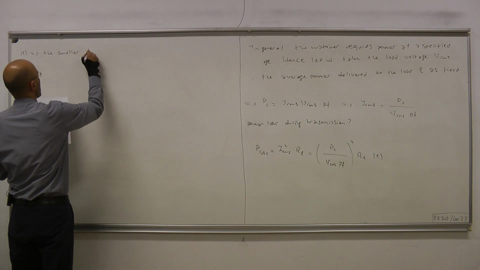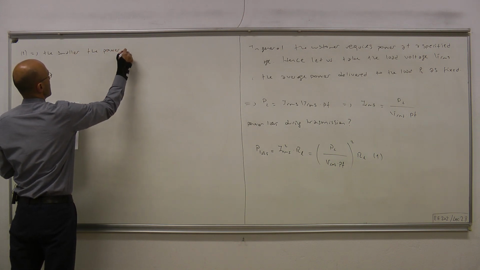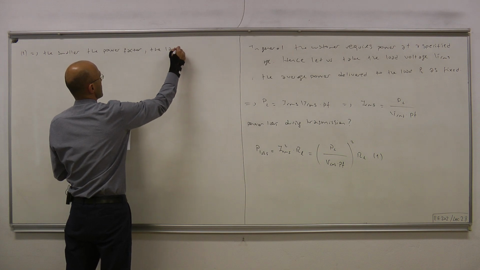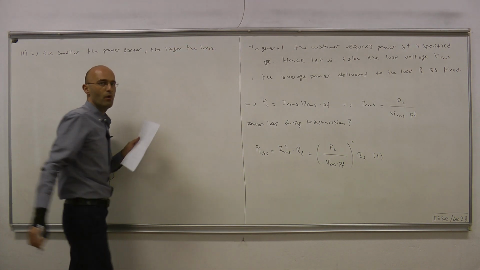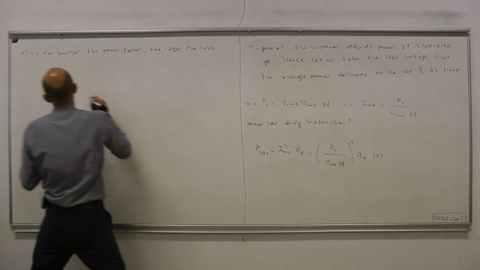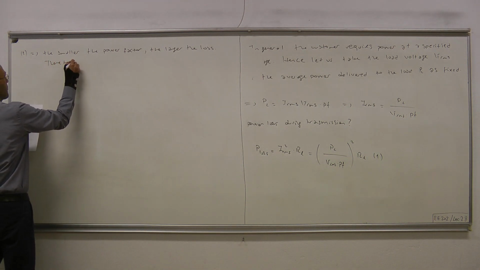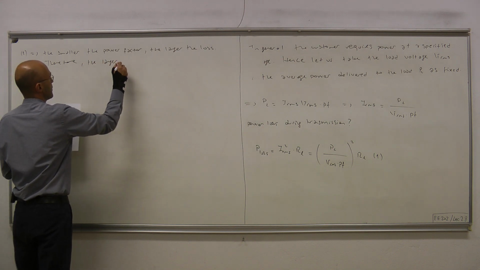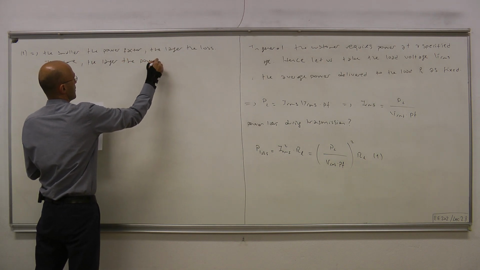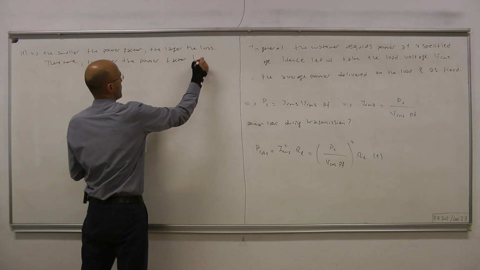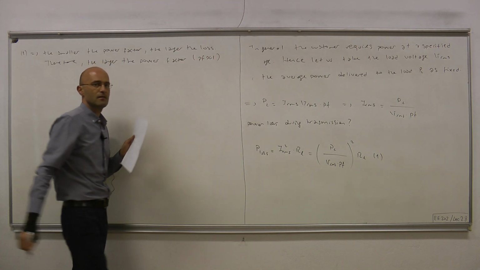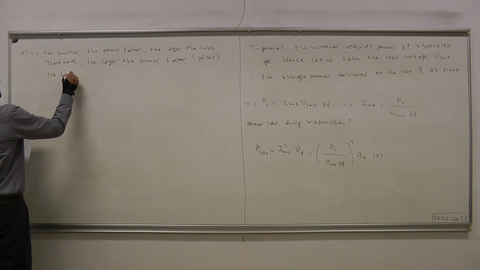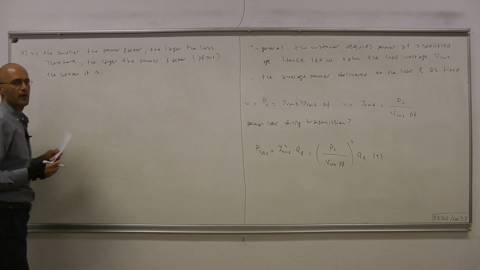The smaller the power factor, the larger the loss during transmission, and we don't want that. Therefore, the larger the power factor, in other words, if we can make it approximately 1, as close to 1 as possible, the better it is. Okay.